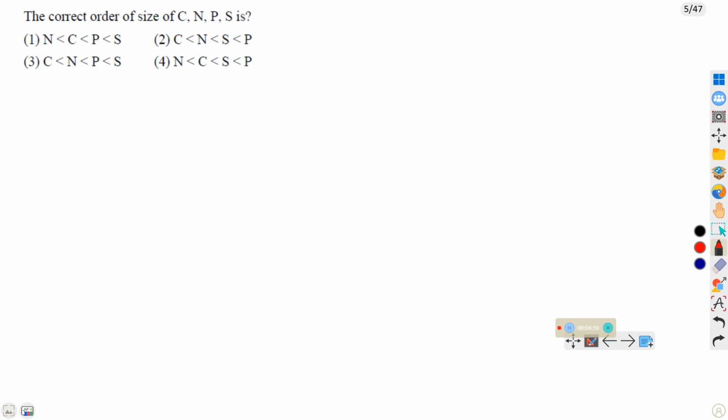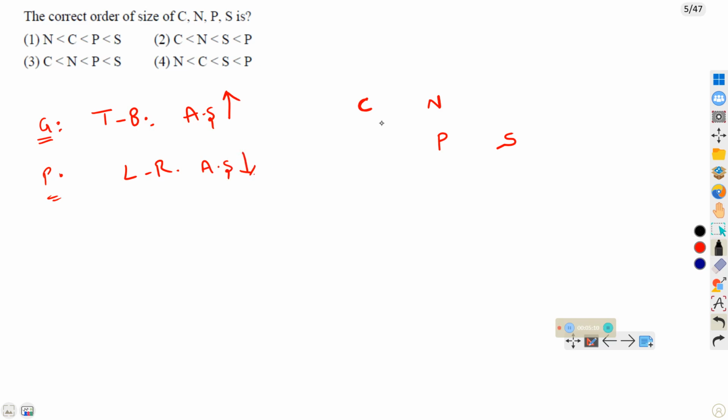The correct order of size of carbon, nitrogen, phosphorus, sulfur. What we know? In groups, top to bottom, atomic size increases. In periods, left to right, atomic size decreases. Based on that, carbon, nitrogen are period elements. Periods left to right, atomic size decreases.